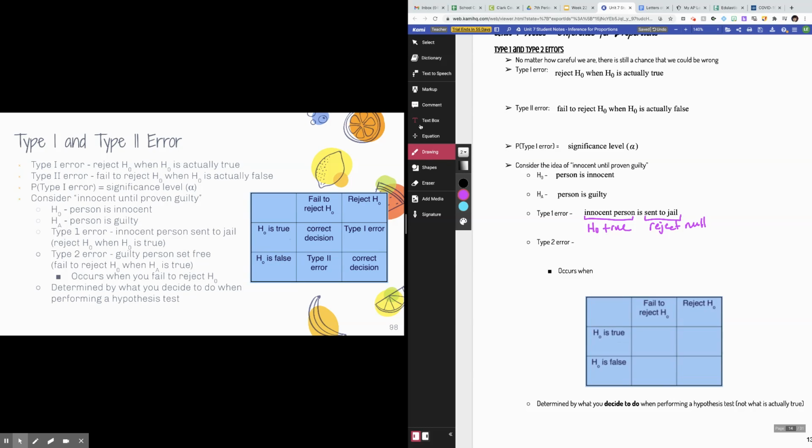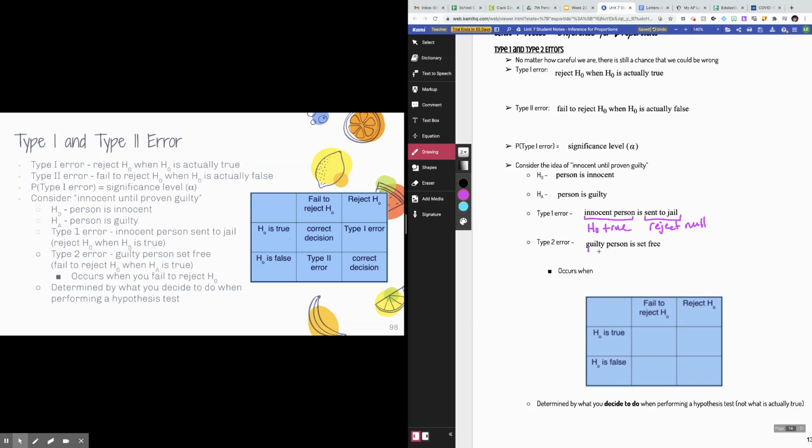Then a type 2 error is the exact opposite. In a type 2 error, we fail to reject the null, so we stay with the null. We operate and make our decisions under the assumption that the person is innocent, but in reality that's not the case. In reality, it's the opposite, the person is guilty. But we base our decision on thinking that the person is innocent, so we let them go. In a type 2 error, a guilty person is set free.